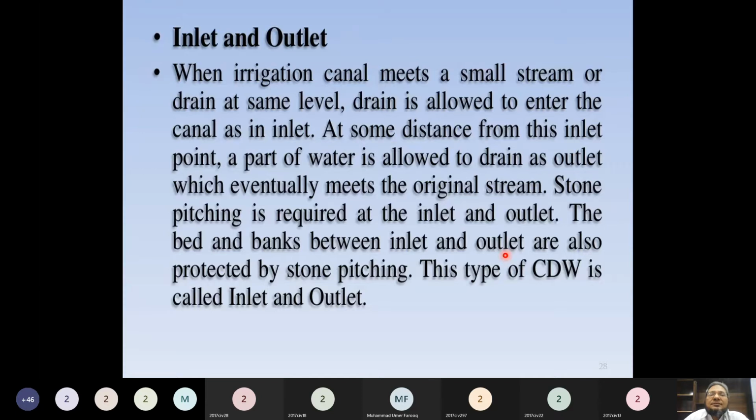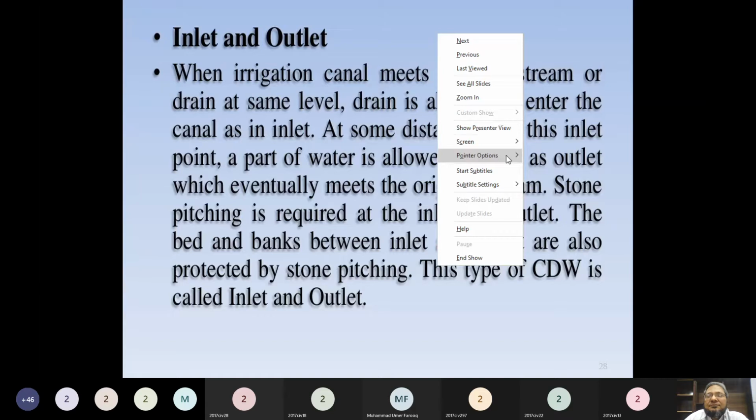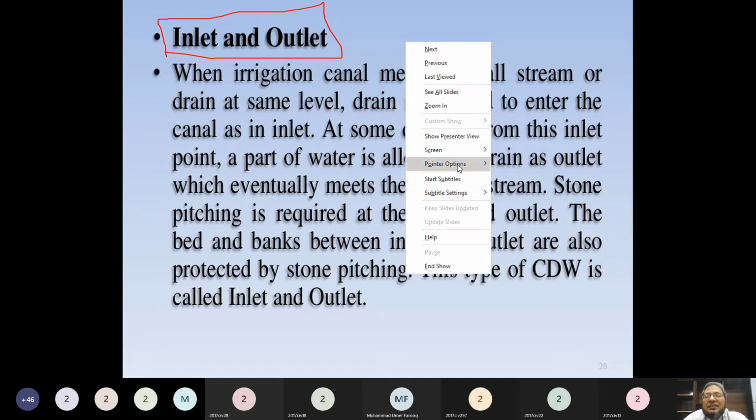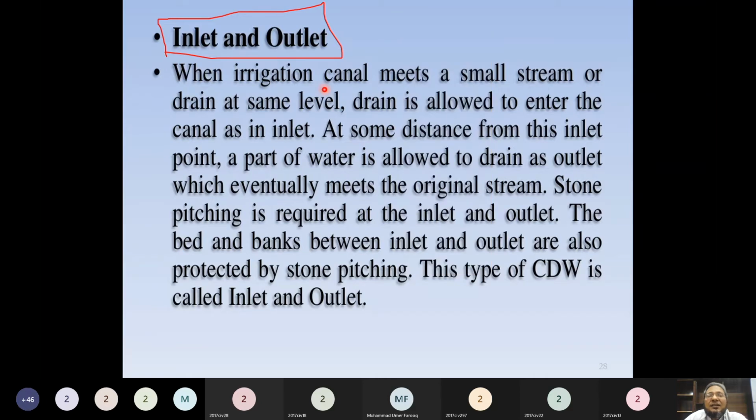Now what is the next structure? Inlet and outlet, which is type 3 cross drainage structure. What happens in the inlet and outlet when an irrigation canal meets a small stream? We are designing a canal, but there is a very small stream or drain at the same level. Then drain water is allowed to enter in the canal at the inlet. And at some distance from this inlet point on the downstream, a part of the water is allowed to drain as outlet, which eventually meets the original stream.